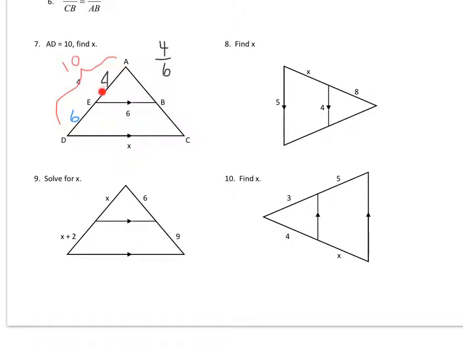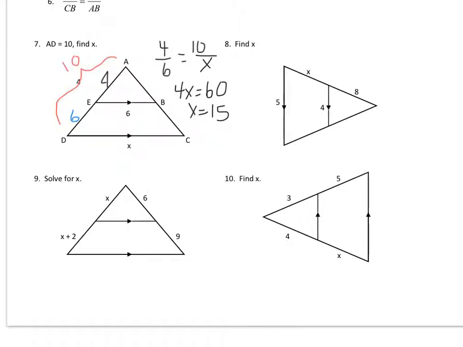I need the left-hand side of the big triangle now. So AD. What's the left-hand side of this triangle? 10. And what's the base of the big triangle? X. So if I cross multiply here, I'm going to get 4x equals 60, or x equals 15.